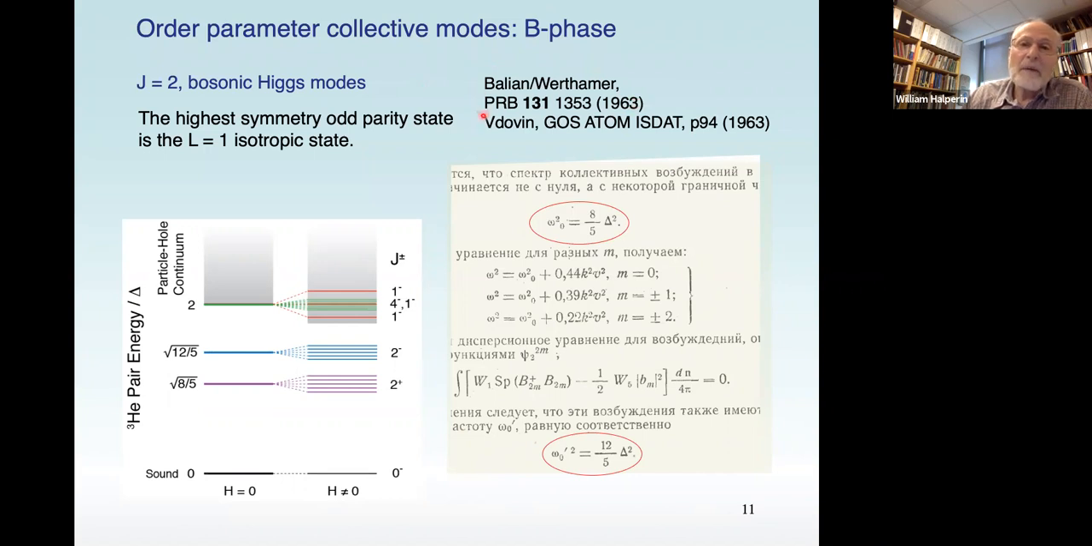But Vdovin, at about the same time, not only did he take that same state, but he looked at the order parameter collective modes, and he found that, interestingly, in the energy gap of a quasi-particle pair, that's 2 delta, there are sub-gap states, well-defined, at square root of 12/5 and square root of 8/5 of delta. And here, I've just taken a copy from the original manuscript by Vdovin, and you can actually see he wrote 8/5 and 12/5 here for these sub-gap states.